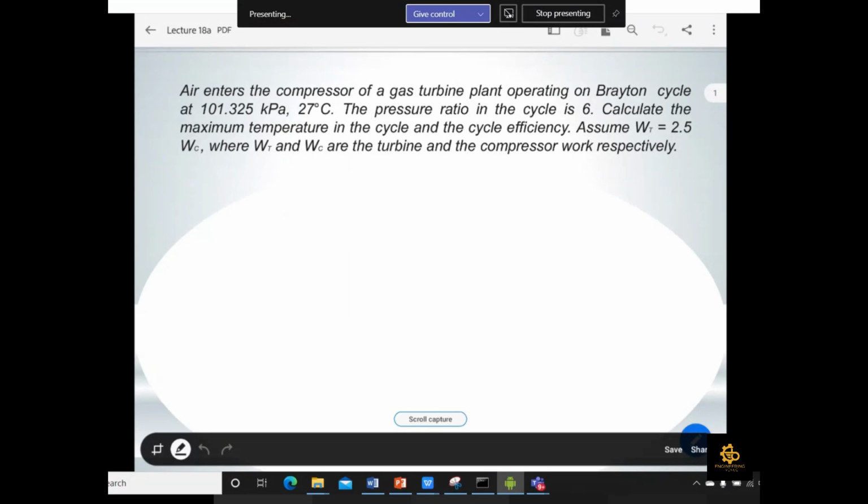The maximum temperature lies at point number 3, which is the inlet of your turbine, or you can say the outlet of your combustion chamber. Assume WT, the work of the turbine, is equal to 2.5 times WC, where WT and WC are the turbine and compressor work respectively. So this is the problem statement. You have to note down the data, then we'll move towards the solution.